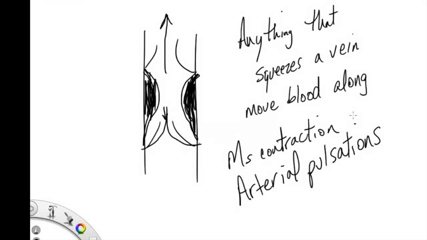So you notice what I'm doing here. I'm doing two things at once. I'm doing fluid flow through the veins and fluid flow through the lymphatic system at the same time. Why? Because they are the same. Because they're both low pressure. Because they both have valves. And anything that squeezes either of them will push fluid through them in the proper direction, as long as your valves are intact.